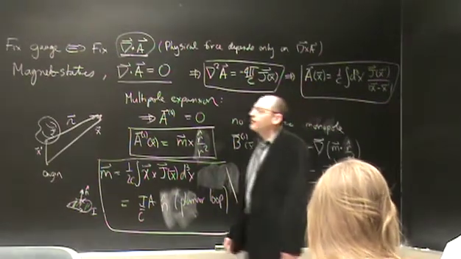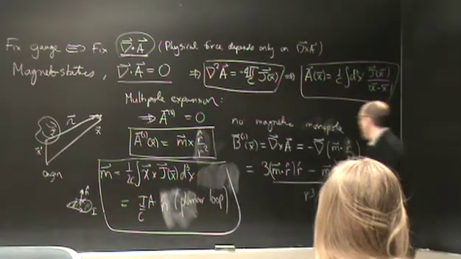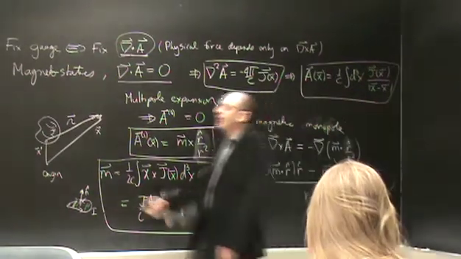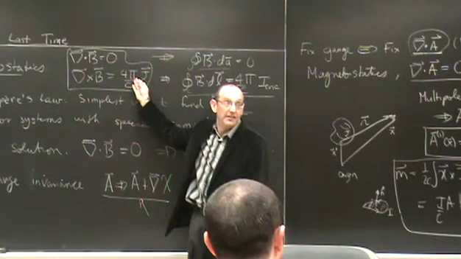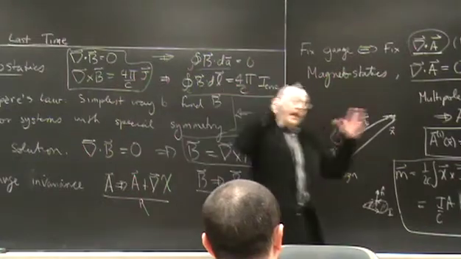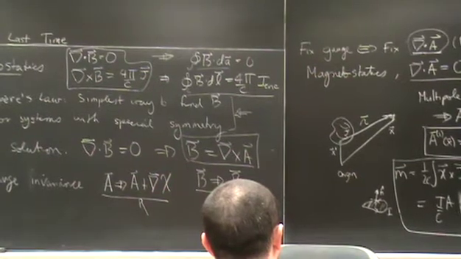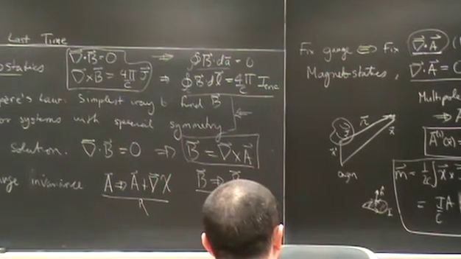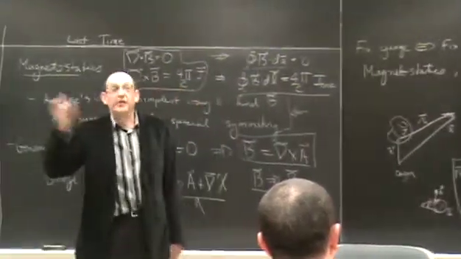Well, of course, this is away from the source. Away from the source, del cross B is 0. We're in regions where J is 0, meaning that in those regions of space, the magnetic field can be thought of as the gradient of a scalar, right? Because if the curl is 0, then it's the gradient of a scalar.